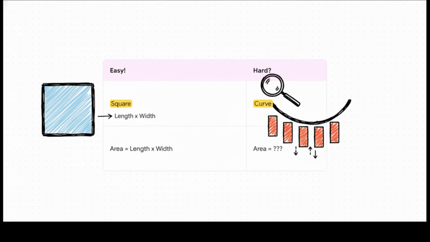And this really gets to the heart of the problem, right? A square? That's easy. We've all known how to find its area since we were kids. You just do length times width. Done. But that shape on the right with the curve, that curve means the value is constantly changing. And for that, well, we're going to need a much more powerful tool.